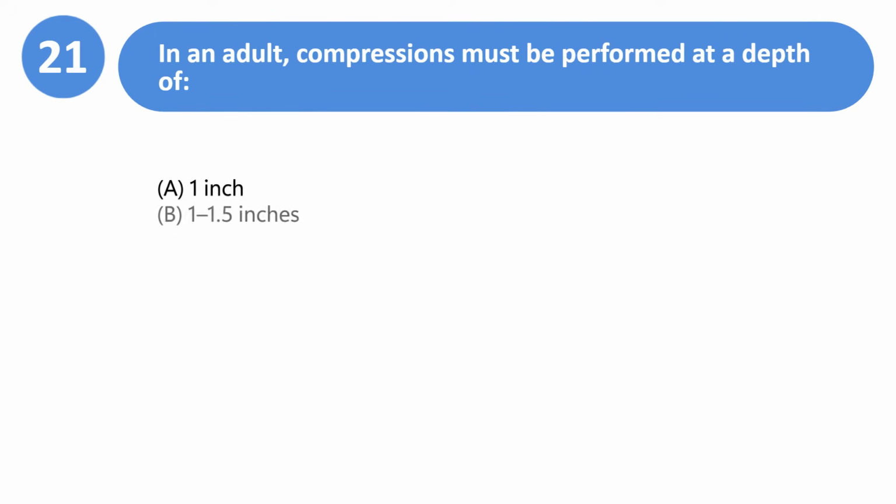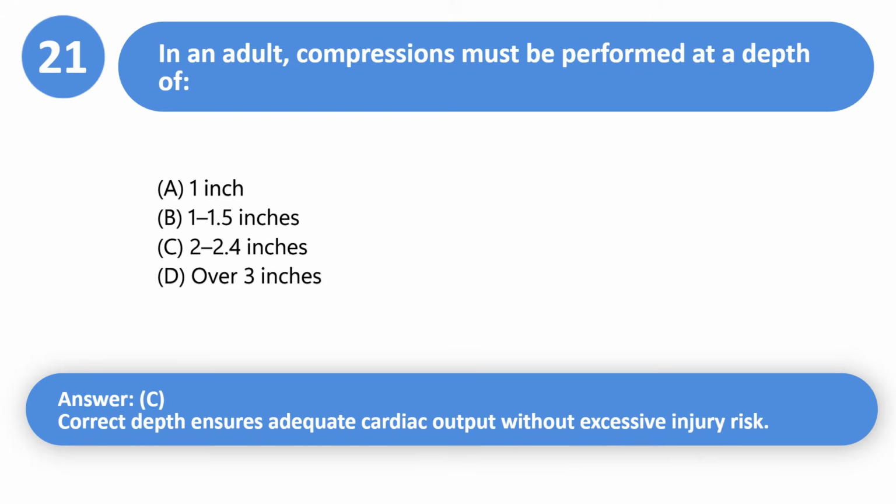In an adult, compressions must be performed at a depth of: A. 1 inch. B. 1 to 1.5 inches. C. 2 to 2.4 inches. D. Over 3 inches. Answer, C. Correct depth ensures adequate cardiac output without excessive injury risk.